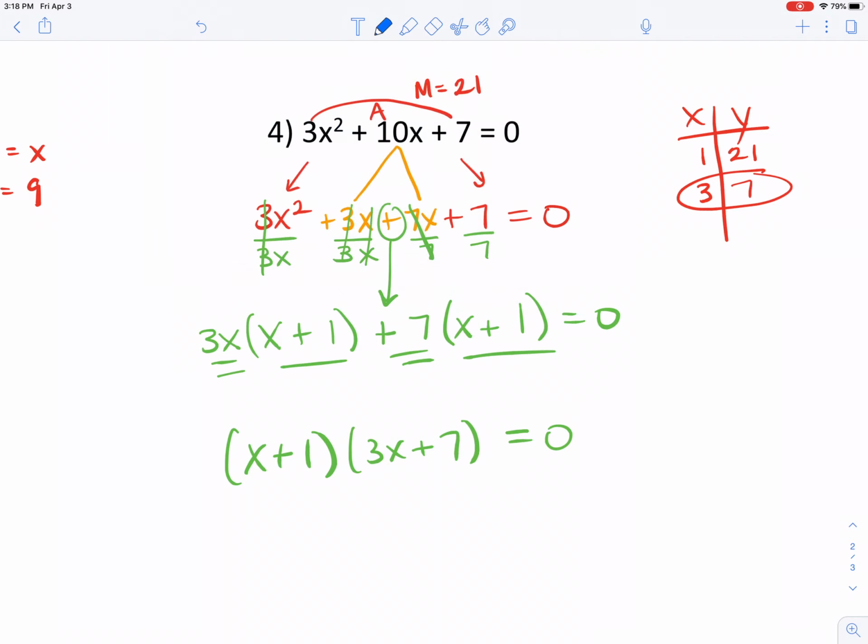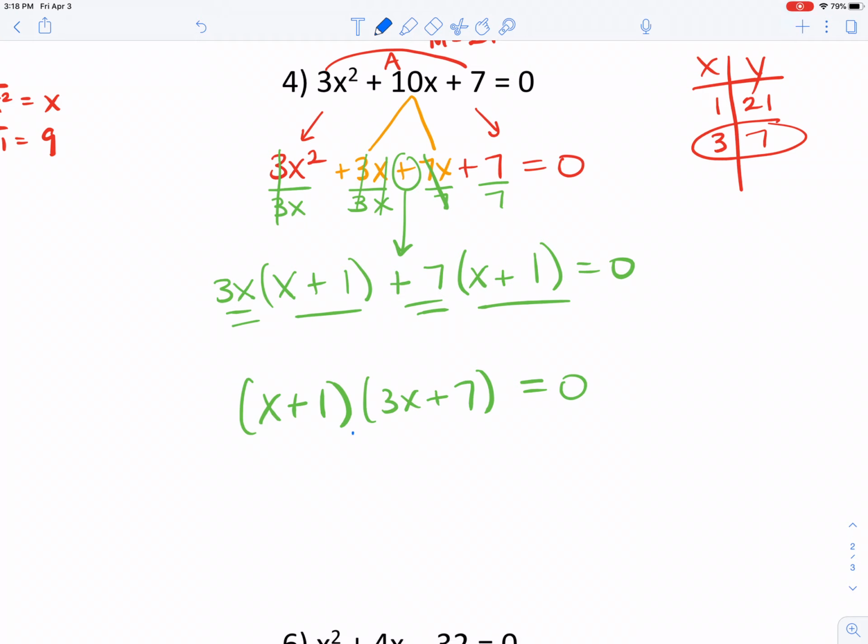Once we factor, now you have this extra step of setting each of the factors equal to 0 to find the roots. So subtracting 1 on both sides, I get x equals negative 1. On the right-hand side, because of this coefficient in front of the x, it's going to be an extra step to solve.